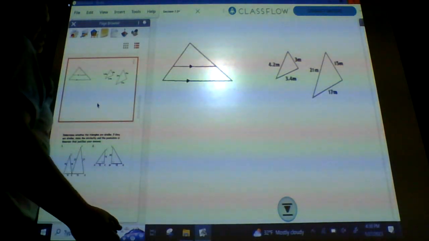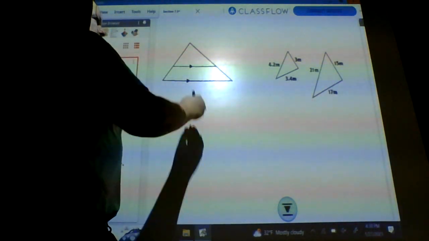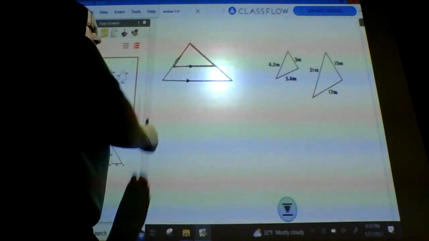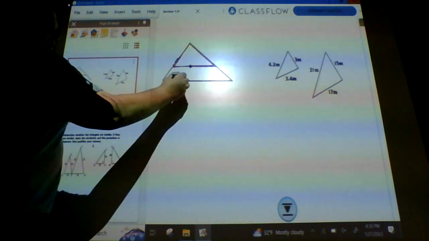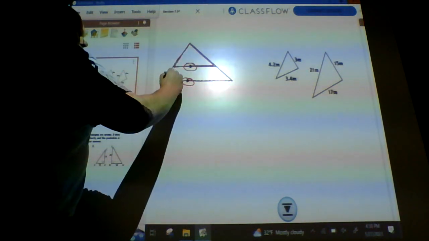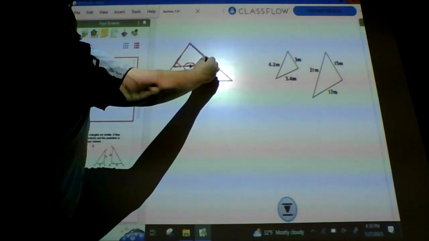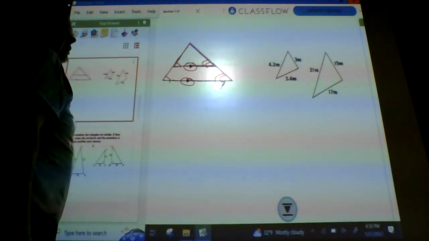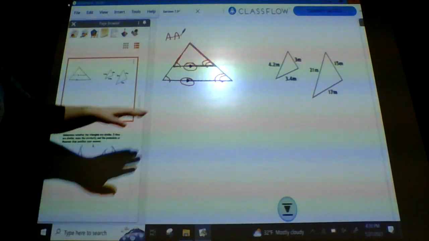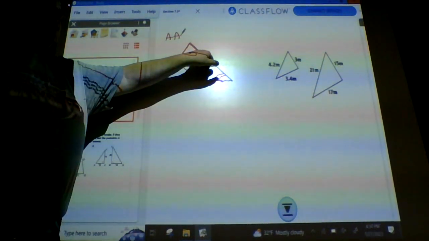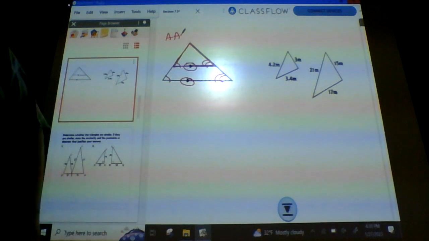Our remaining two from this section, okay, I've got the two small triangles stacked over top of a big triangle. Now, I've got these arrows here which tell me that those lines are parallel, which means that these two angles here are congruent, these two angles are here are congruent. We only need two. So we have AA similarity for that one, even though this angle up here at the top is going to be similar because it's in both triangles.